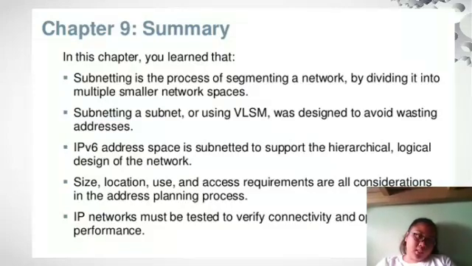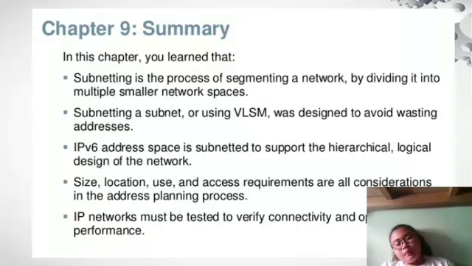The summary. In this chapter, we learned that subnetting is the process of segmenting a network by dividing it into multiple smaller network spaces. Subnetting a subnet, or using VLSM, was designed to avoid wasting addresses. IPv6 address space is subnetted to support the hierarchical design of the network. Size, location, use, and access requirements are all considerations in the address planning process. An IP network must be tested to verify connectivity and operational performance.